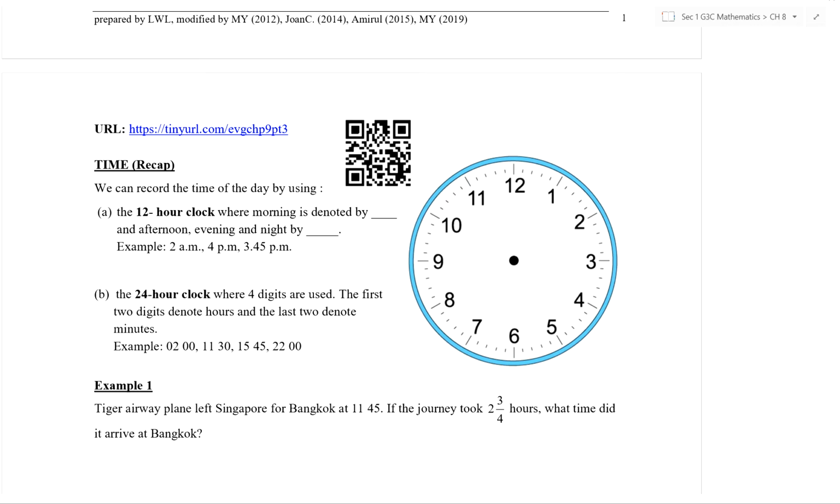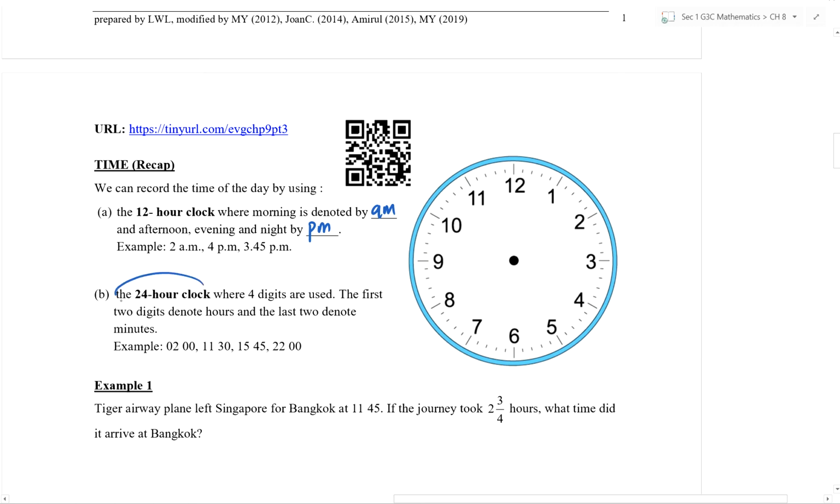The first one is using the 12-hour clock, where any time in the morning is denoted by the letters AM. And in the afternoon, evening and night, we will use the letters PM. So these are some examples.